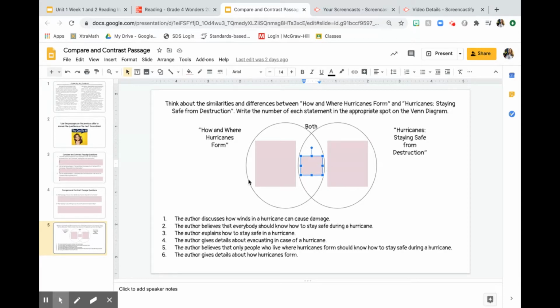So if I were to say I had a 7 here, just so I'm not giving you guys the answers, and it is in both of the stories, I would just type the number 7 here, showing that statement is going to be in both stories.